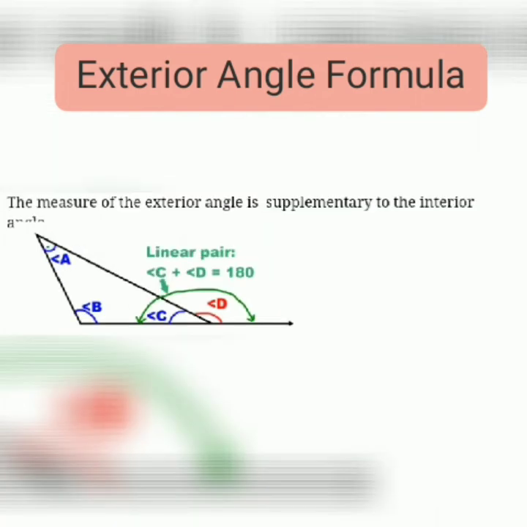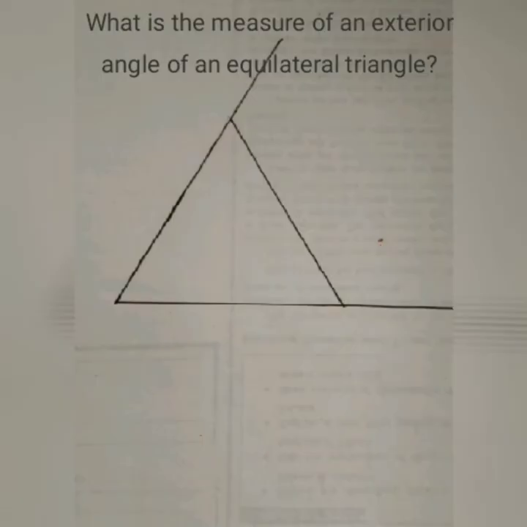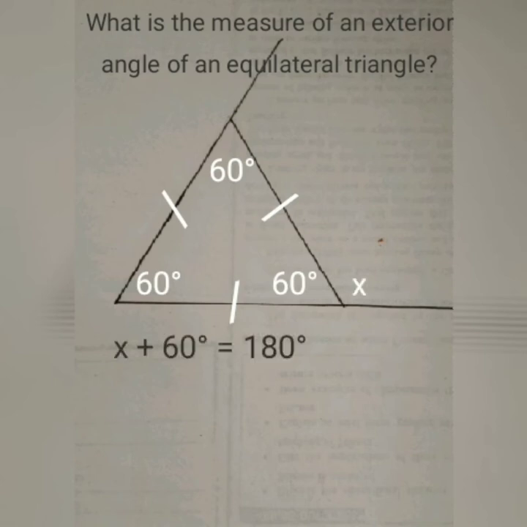The measure of the exterior angle is supplementary to the interior angle. So the measure of an exterior angle of an equilateral triangle is equal to 120 degrees.